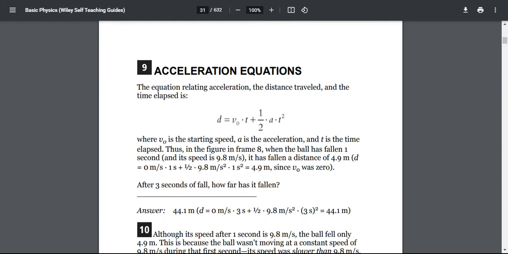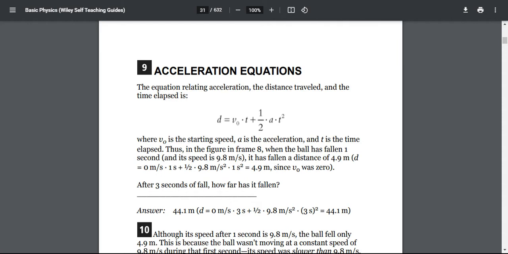So let's start. The acceleration equation relating acceleration, the distance traveled and the time elapsed is distance equals v0, which is the starting speed, times t, the time elapsed, plus 1/2 times acceleration times time elapsed squared. Again, d = v0 t + 1/2 a t². Let's define all of the variables: v0 is the starting speed, a is the acceleration, and t is the time elapsed.